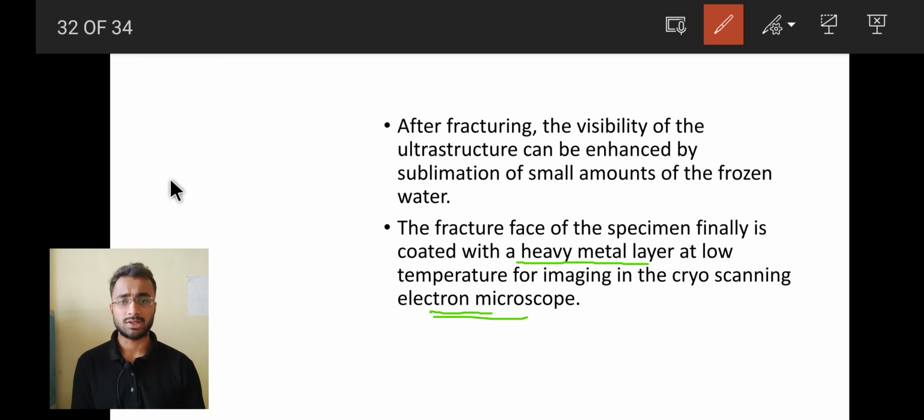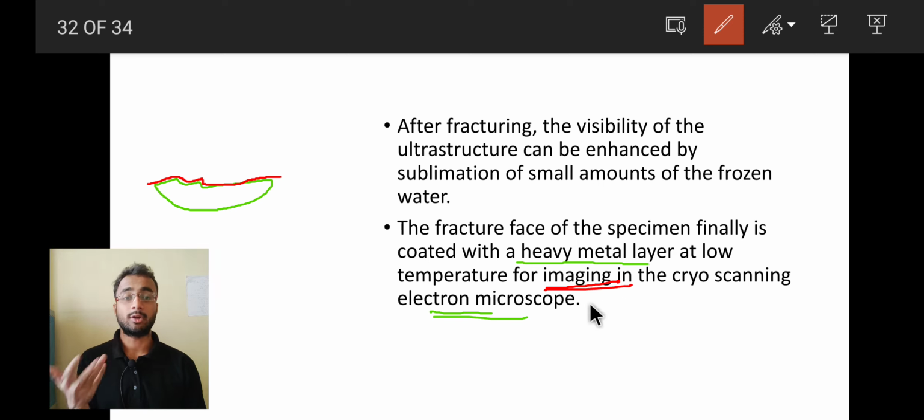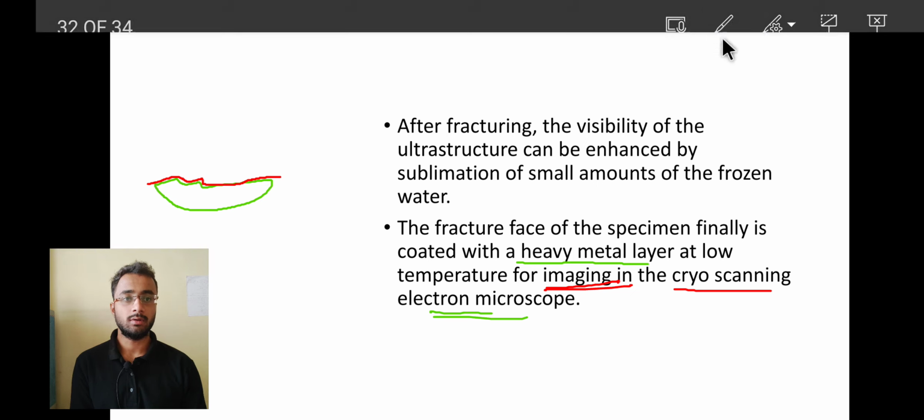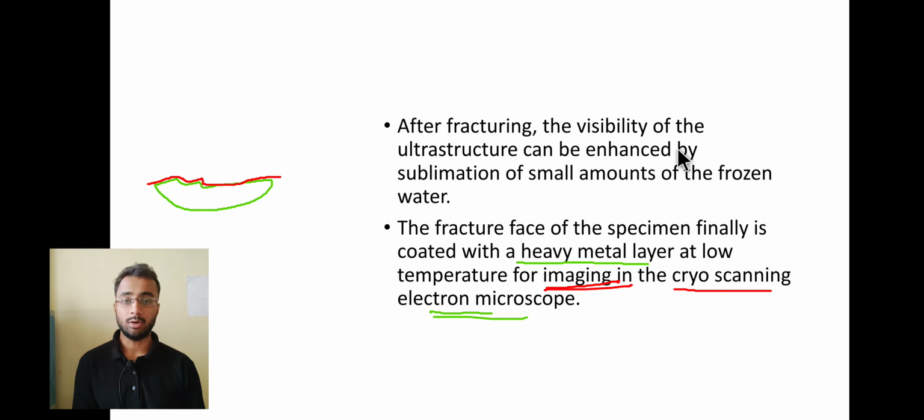Again, once we fracture our specimen, we have to apply a layer of a heavy metal on it, a thin layer of a heavy metal, so that it cannot get damaged. And after applying the thin layer of a heavy metal, we can finally watch the image with the help of scanning electron microscope, in the cryoscanning electron microscope. So this is the process of sample preparation for scanning electron microscope.